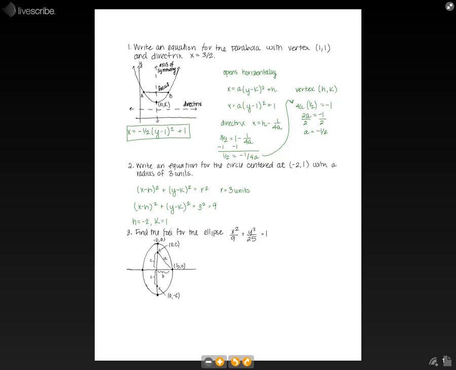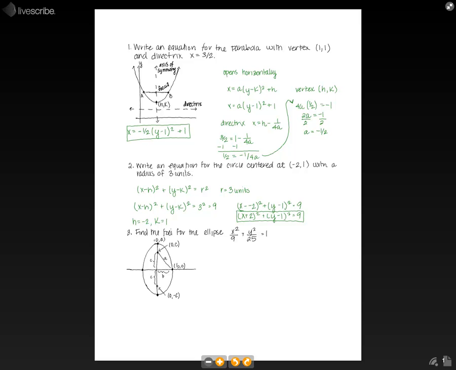When we plug those into our equation, we end up with (x minus negative 2) squared plus (y minus 1) squared equals 9. Minus a negative 2 is the same as plus 2, so we end up with (x plus 2) squared plus (y minus 1) squared equals 9. And that's our final answer. So that's the equation for a circle centered at (negative 2, 1) with a radius of 3 units.